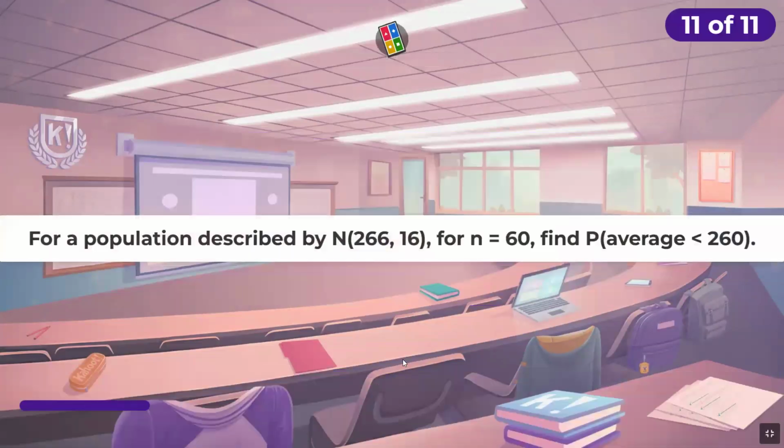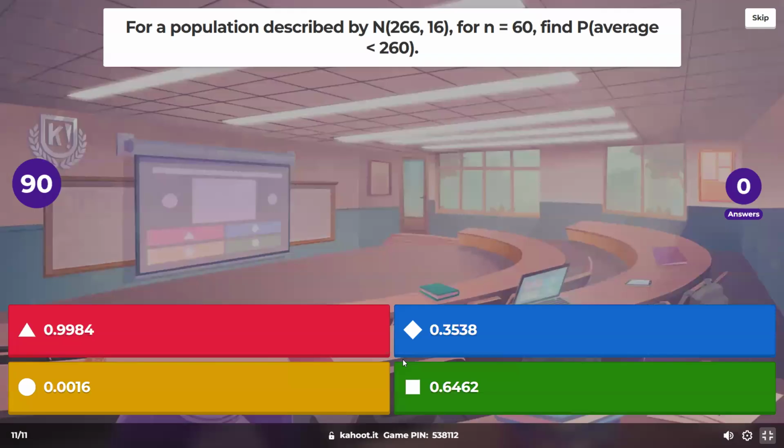All right, last one, and then we'll do another one here. For a population described by those parameters. Okay, this is not enough time to be able to do this, but let's all try it nonetheless here. What's the first thing we have to calculate? Standard error. So it's going to be 16 divided by the square root of 60. Let's find that. 1.6, did you say? Okay, so 1.6, 2.065, very good.